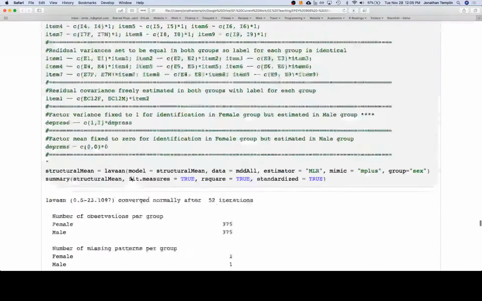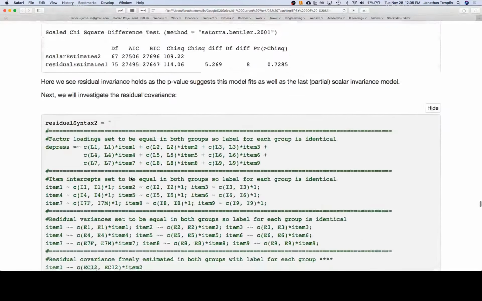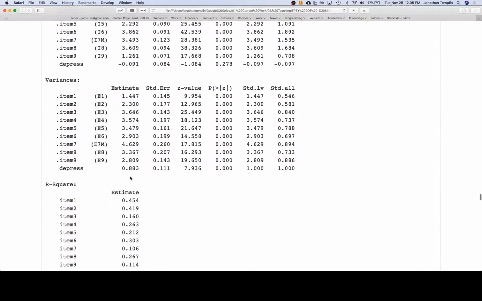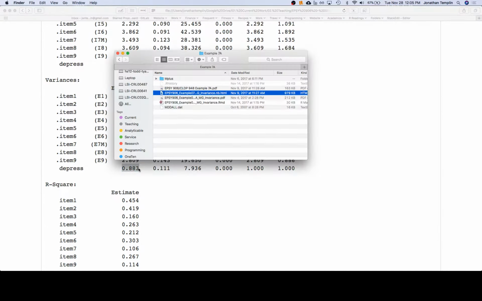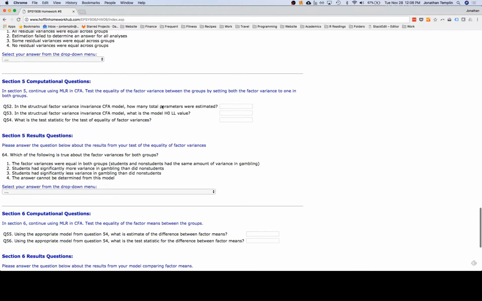If you look at the model where you have these intercepts estimated, the factor mean for one group is... we're talking about variance, pardon me. What is the difference between factor means? What is the test mean? So now, let's back up here.